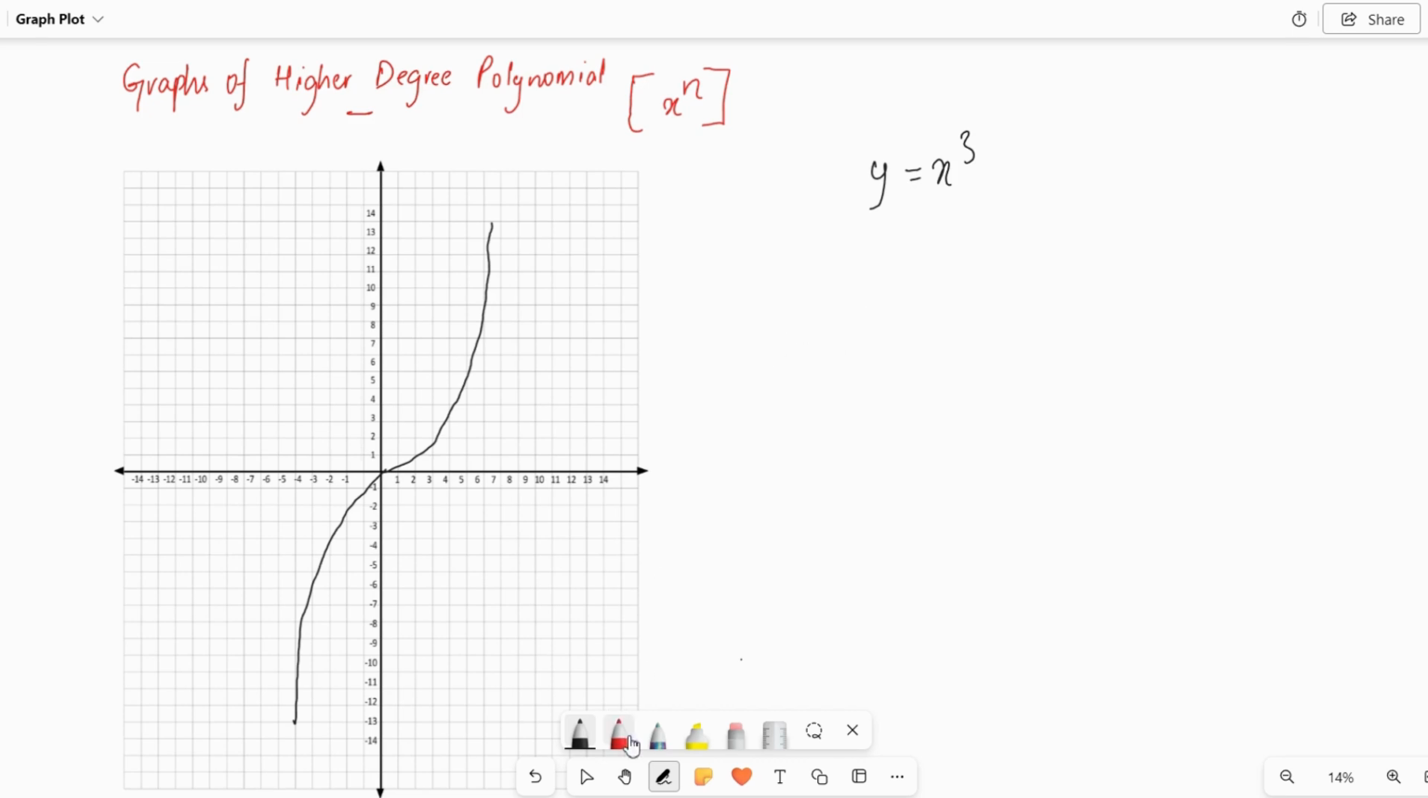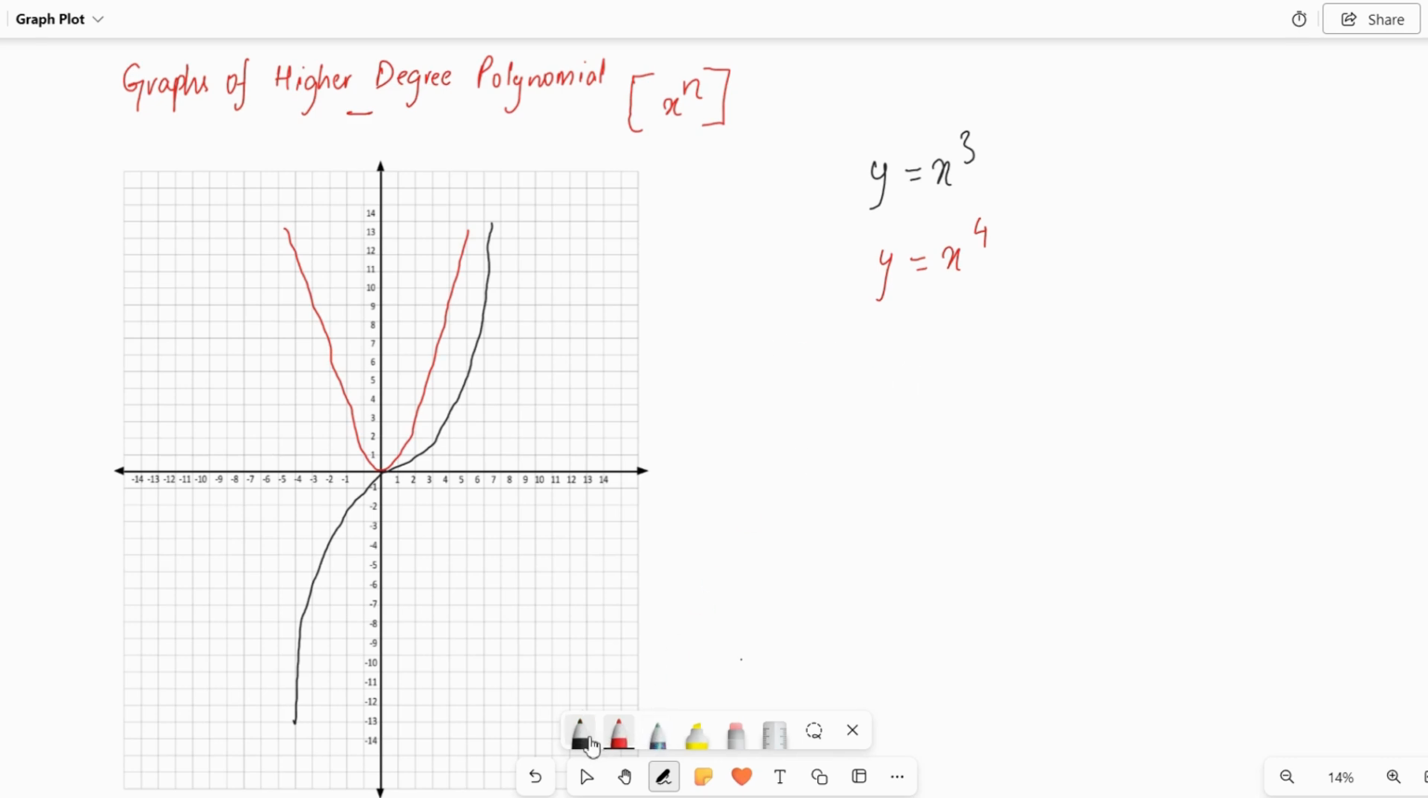Now similarly, if you take y equals x to the power 4, the graph will resemble a quadratic curve but with a steeper side. That is, it will lie in the first and second quadrants, and the graph will look similar to this.